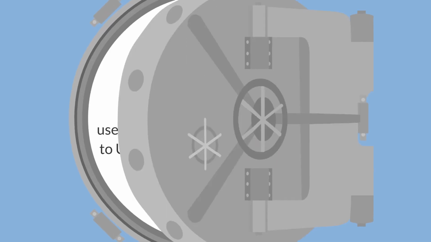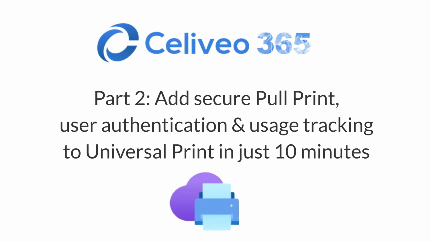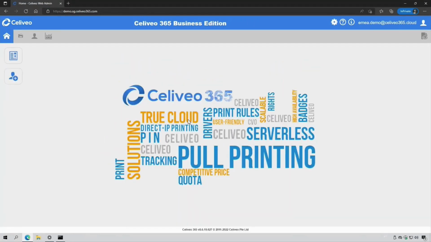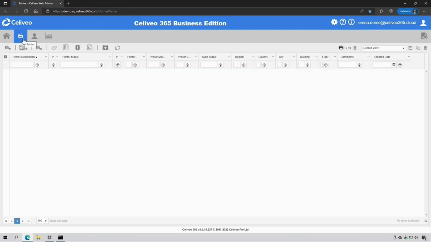You will see how easy it is to create a pull print queue in Universal Print, authenticate users with card or PIN, release print jobs, and get printer usage tracking and reporting thanks to Celiveo 365 extension. Connect to your friendly Celiveo portal URL, you authenticate using Microsoft SSO login. The Celiveo portal is very slick and very powerful.